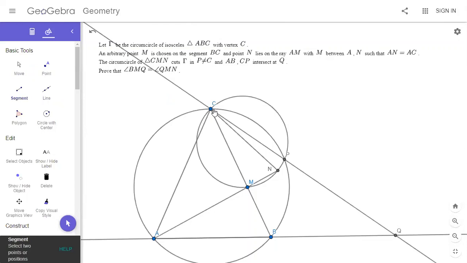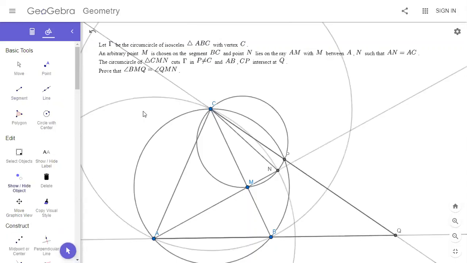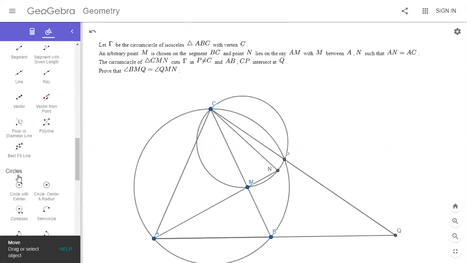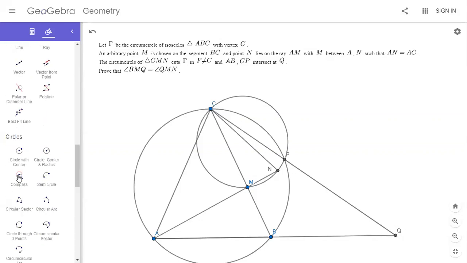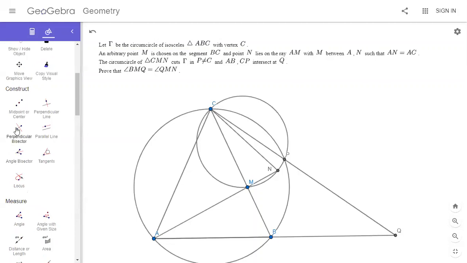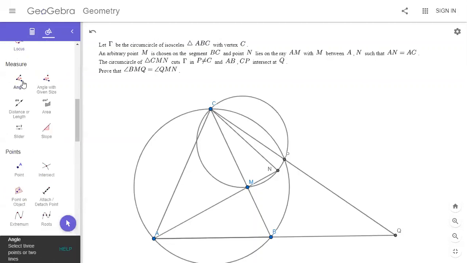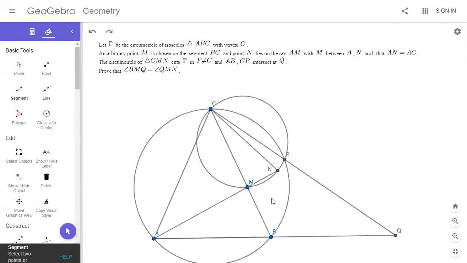We want to show angle BMQ equals angle QMN. Let me check this out just to make sure I didn't make a mistake, using GeoGebra's tool. So this is cool. We both use Poncelet's Porism today, and we use poles and polars. Yep, it's true. All right, so we want to show MQ bisects angle BMN, basically.